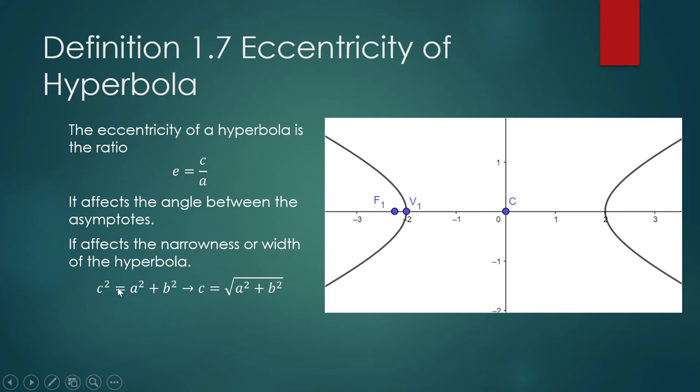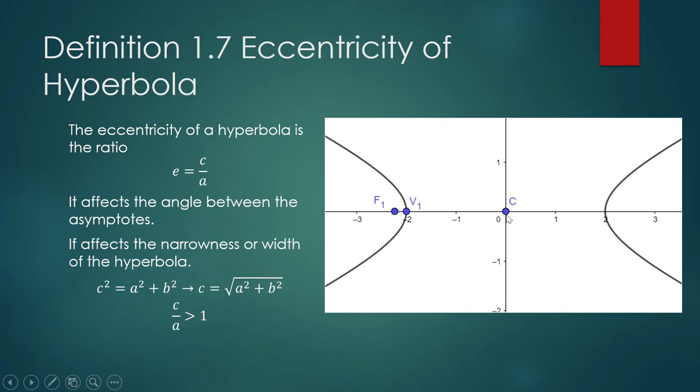Let us recall, we need C and A to compute the eccentricity. C squared is equal to A squared plus B squared. This is the relation among C, A, and B. So C is equal to the square root of A squared plus B squared. This also means that C is always greater than A. So since C is greater than A, the value of C over A is greater than 1. And we can see that from our curve.